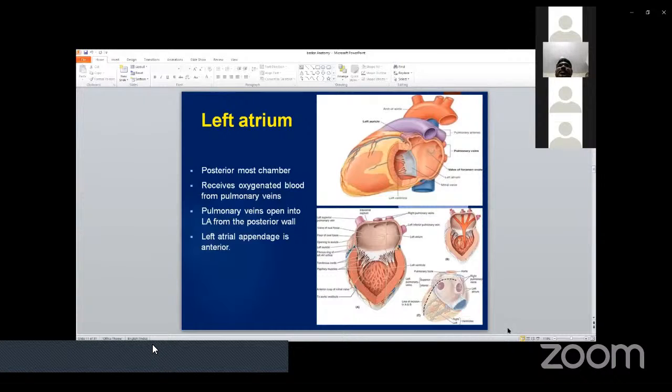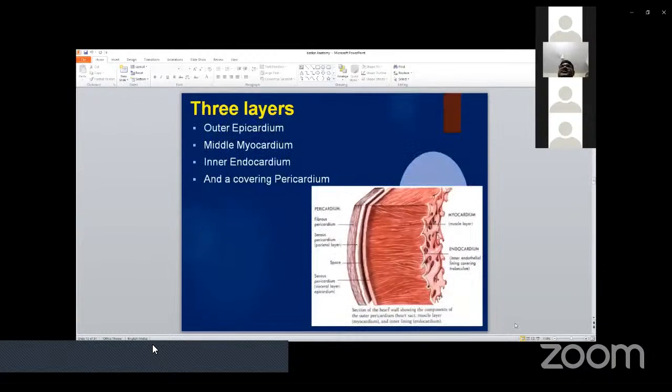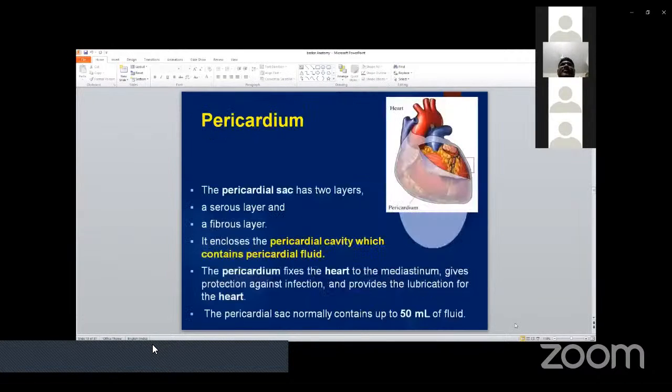Next, slide number 14. In slide number 14, you can see there are many layers covering our heart. The first one is the outer epicardium. The middle one is the myocardium, then the inner endocardium, and a covering, the pericardium. So next is slide number 15. We can see the location of our pericardium.